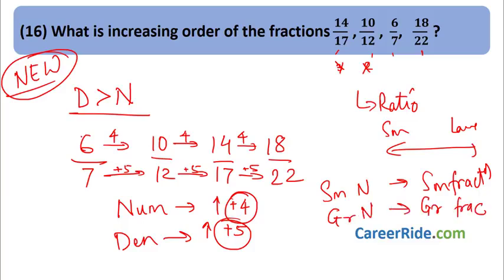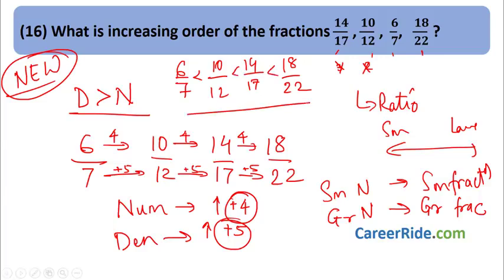So here the smallest numerator is 6 by 7. The greatest numerator is 18 by 22. Again between 14 and 10, 10 is smaller than 14, so 10 by 12 comes next and then 14 by 17. So this is the increasing order of the fractions.